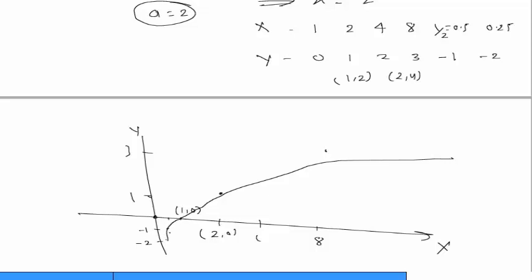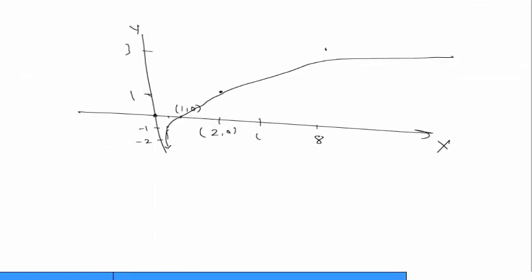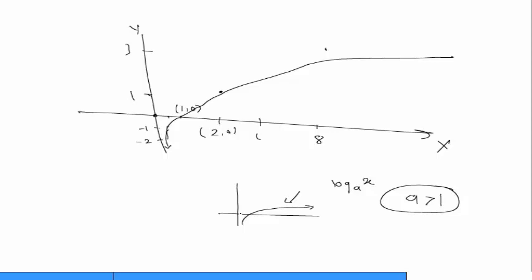So that graph is coming closer to the y-axis. If finalized, if you just want to plot properly, the graph will look like it goes from here and crosses the axis like this. So this is the graph of log x, where its base is a, and that a is greater than 1. Always remember here, that's a very important concept.